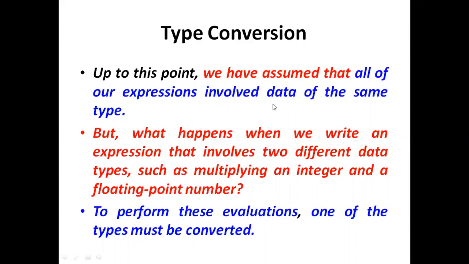Up to now, we have been discussing expressions. But here, what happens when we write an expression that involves two different data types, such as multiplying an integer and a floating point number? To perform this evaluation, one of the types must be converted.